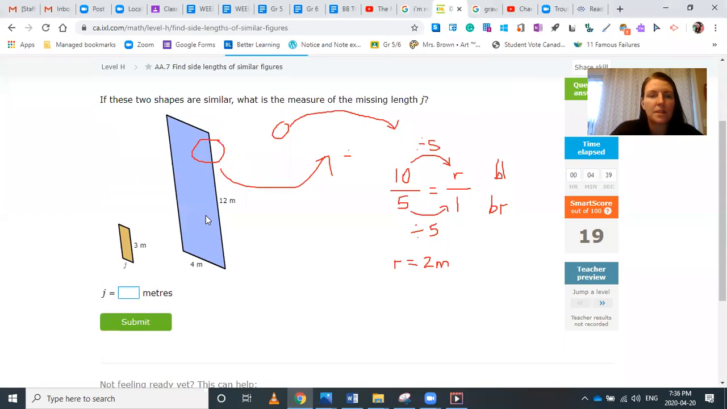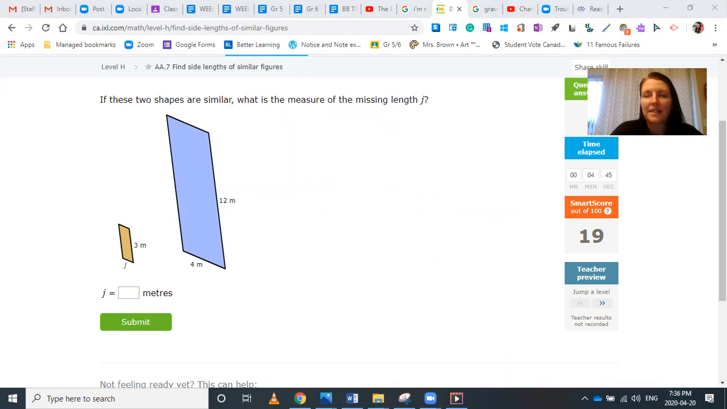One more example, just so that you get the hang of it. If you think you can work it out on your own, try pausing, work it out, and see if you're right. So you've got these two shapes that are similar. What is the measure of the missing length J? J over here is on the brown triangle, so we're going to put J at the top.